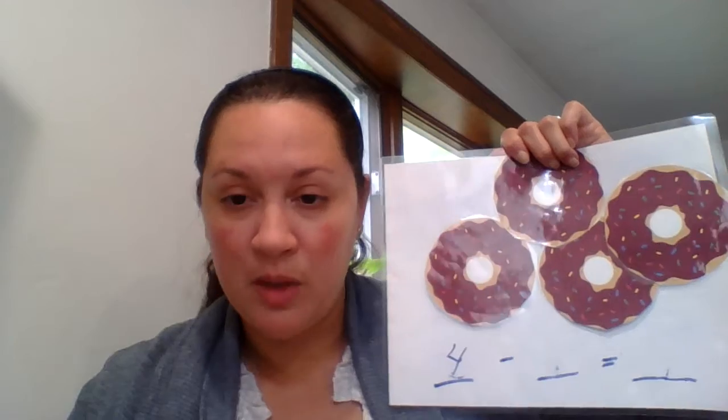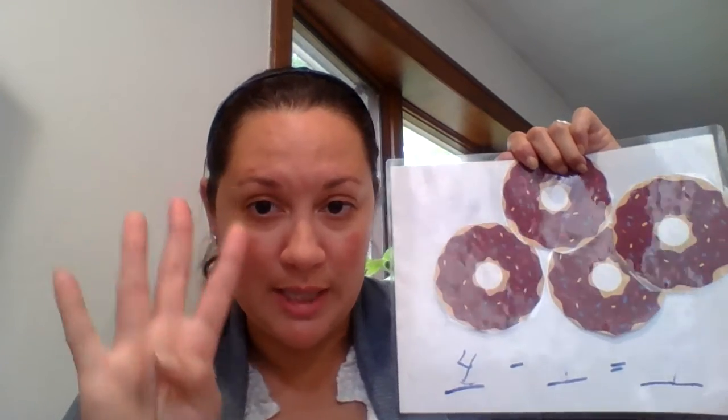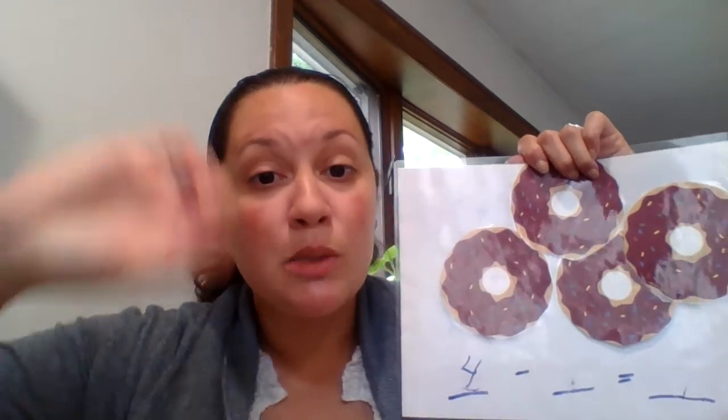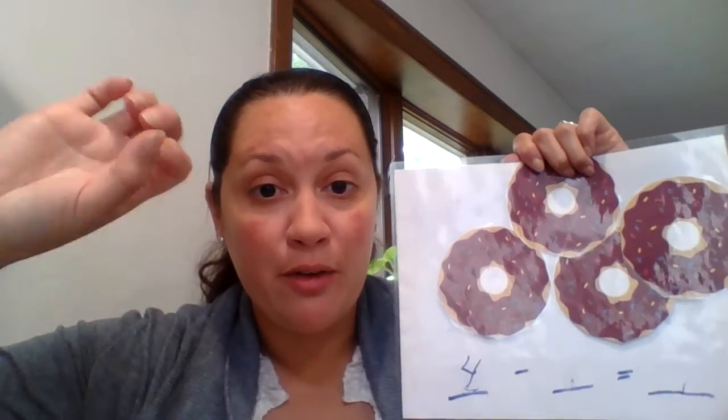Okay, so let's sing. 4 little donuts in the bakery shop, sprinkle powdered sugar on the very top. Along came Brandon, Josiah, and Jeremiah with a nickel to pay, and they took one donut and they walked away.